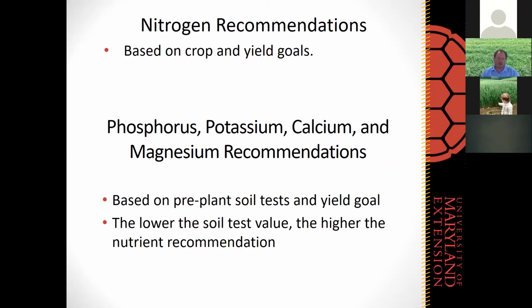But all the other nutrients, so phosphorus, potassium, calcium, magnesium, and our micronutrients, are all going to be based upon that soil test. So the lower the soil test value, the higher the nutrient recommendation we're going to get.